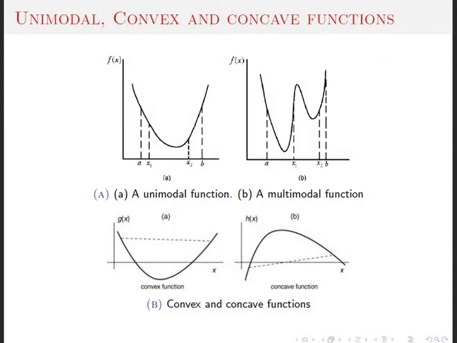In mathematics, unimodality means possessing a unique mode. More generally, unimodality means there is a single highest or lowest value of some function. Figure A shows an example of a unimodal function, while B shows a multimodal function, since there is more than one mode. The second figure shows the convex and concave functions.